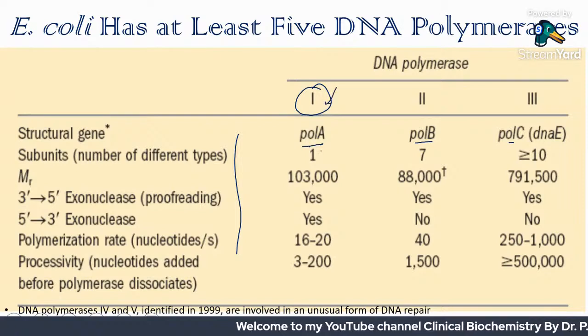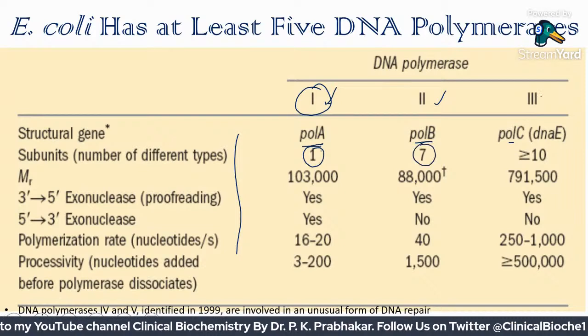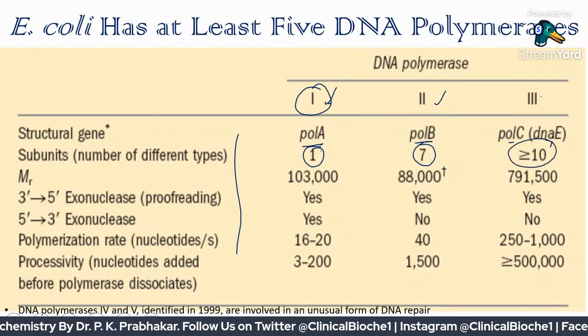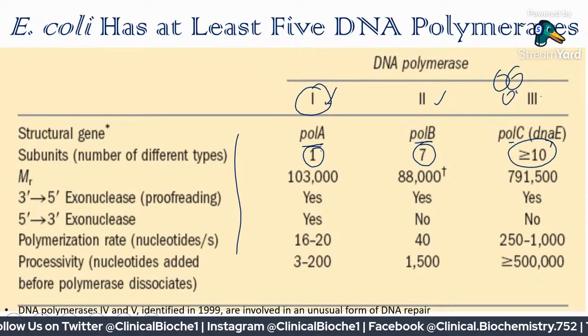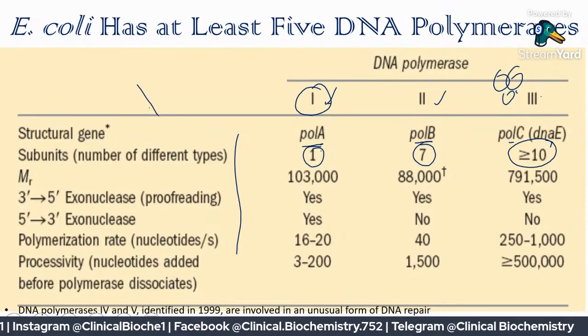Polymerase 1 has only one protein subunit. Only one protein part is there. Polymerase 2 has 7 proteins, and polymerase 3 is very complicated. More than 10 different proteins come together and make a holoenzyme. If you have studied enzymes, we call it a holoenzyme.